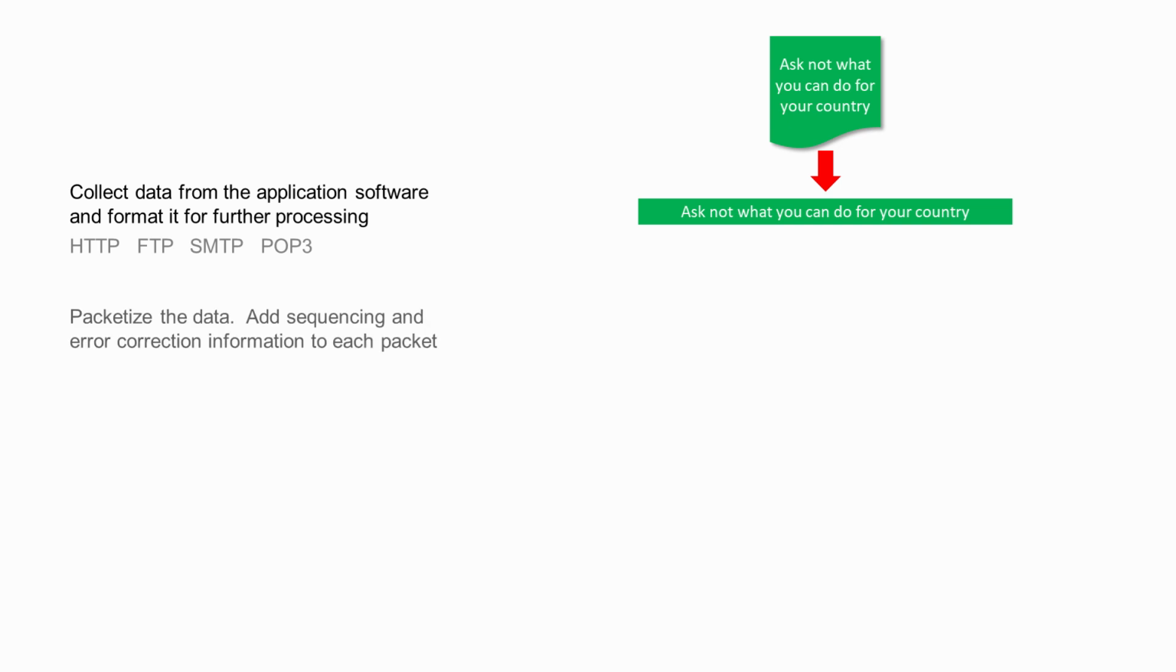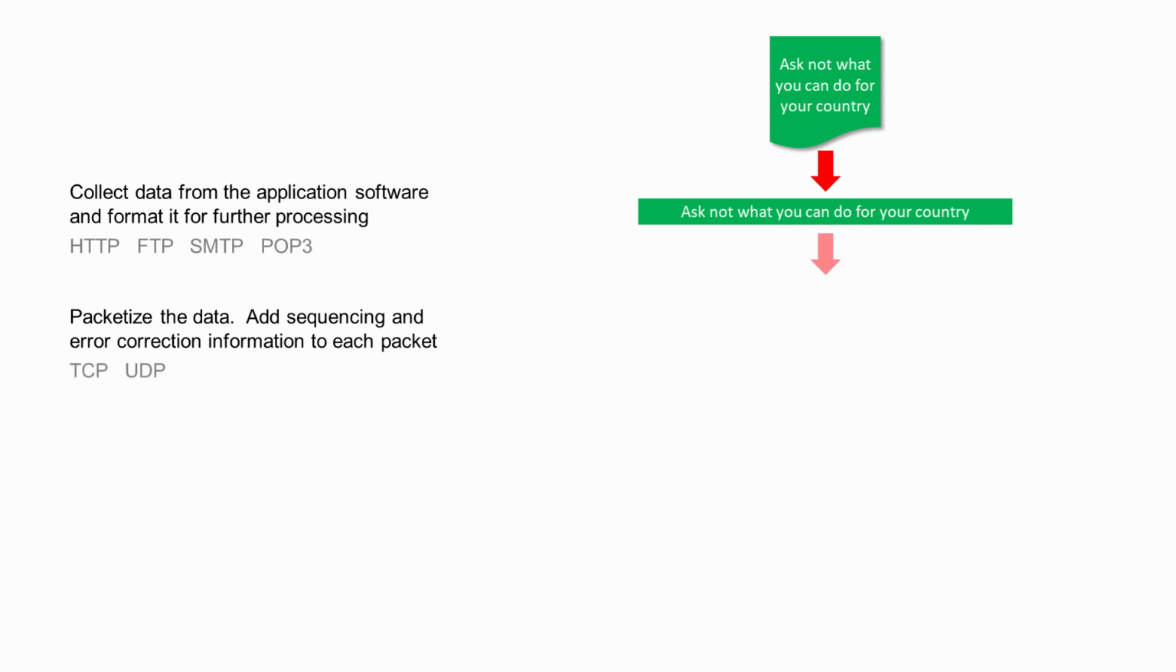This might be a web page being delivered by a web server to a user's browser, a file being copied from one machine to another, or perhaps an email message. To begin with, the data must be collected from the application software and formatted for further processing. The protocols that perform this task include HTTP, FTP, SMTP and POP3, depending on the nature of the data. Then the data is broken down into packets.